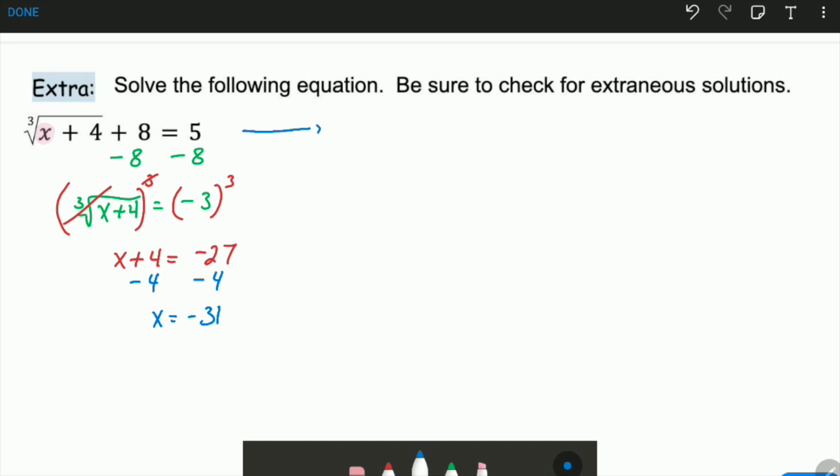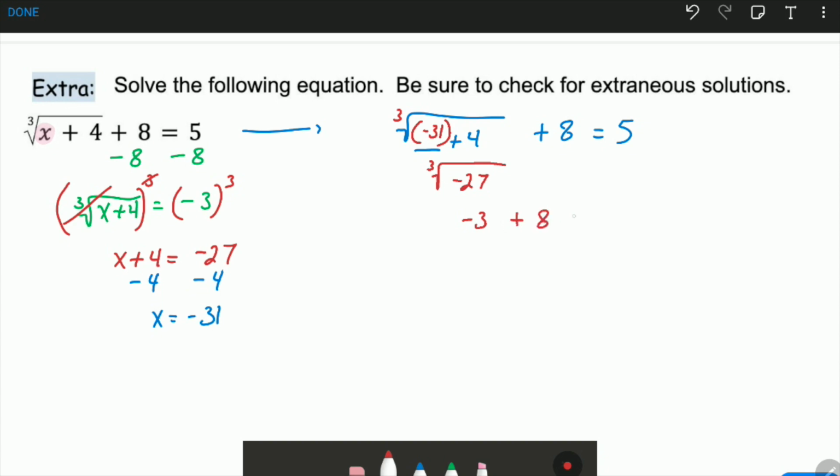Remember to double check our answers here. So the cube root of our x plus 4, then plus 8 on the outside, is that equal to 5? Our x value this time is -31. To double check, -31 plus 4 is -27. Oops, I forgot my index. The cube root of -27 is -3. You can do a cube root of a negative, not a square root though. And -3 plus our 8 is indeed 5. So -31 is indeed our answer.